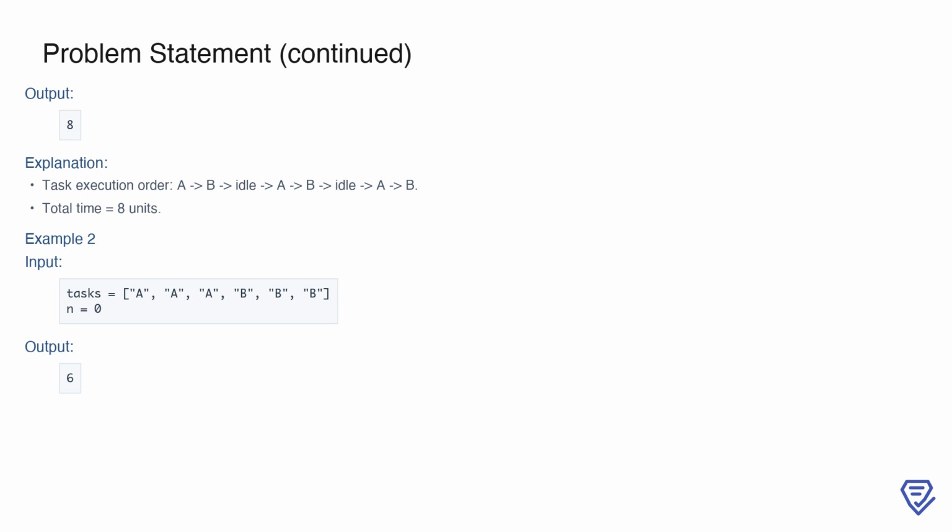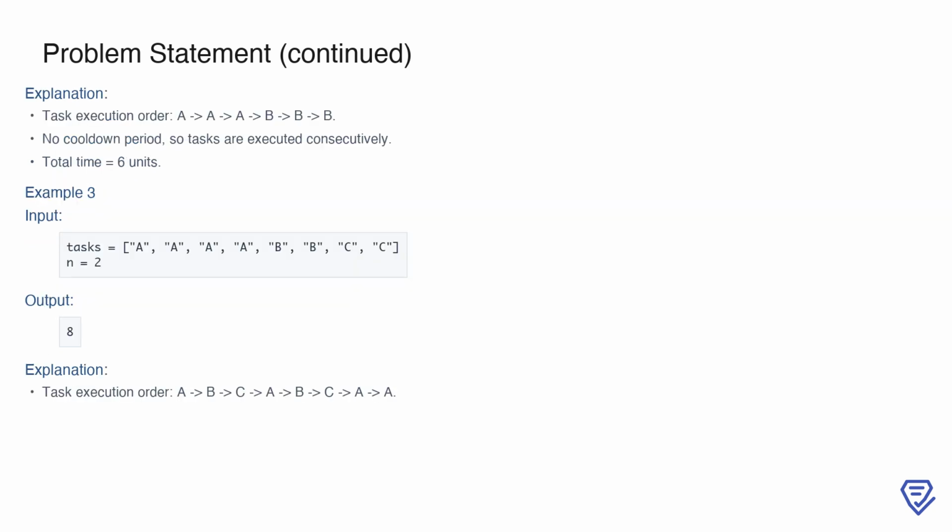Now, if we change the cooldown period to 0, as shown in the second example, tasks can be executed consecutively without any idle periods. The order becomes A, A, A, B, B, B, and the total time is reduced to 6 units since there's no need to wait.